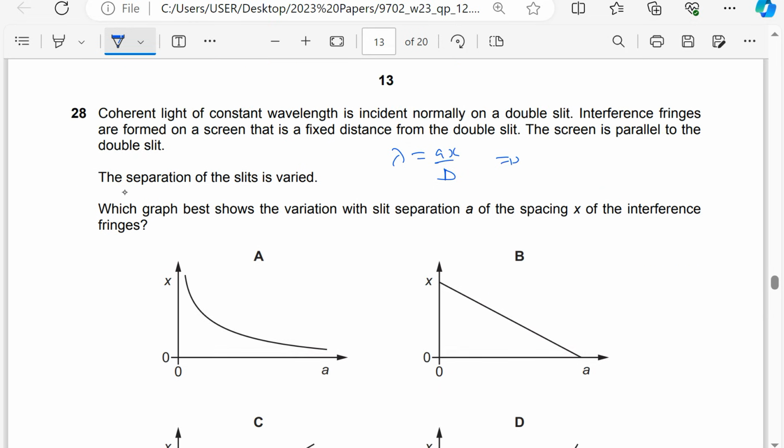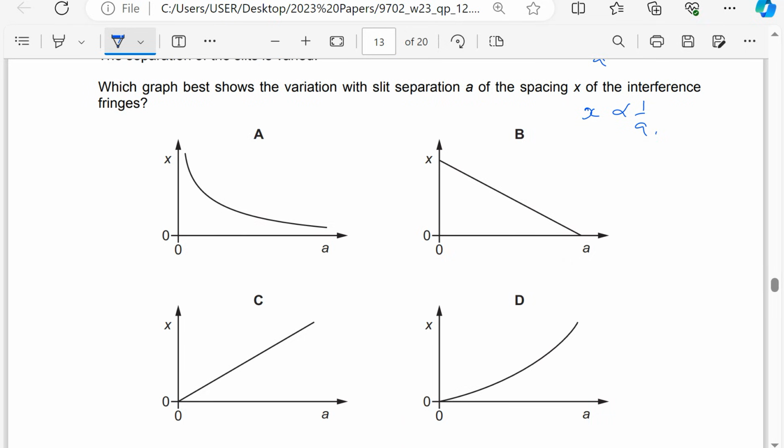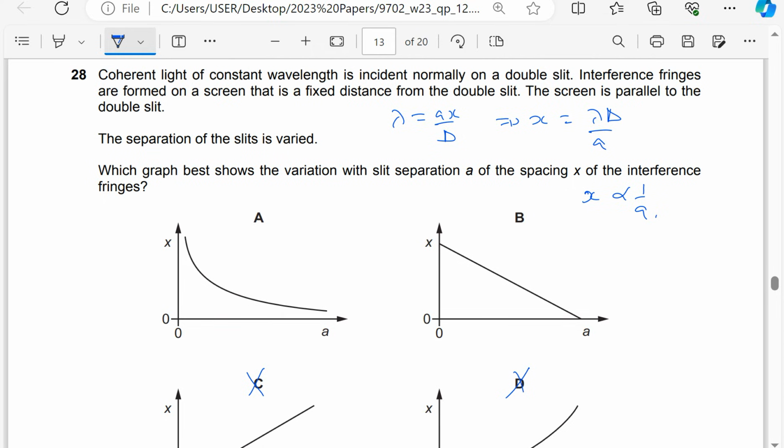So I'll make x the subject. So x is equal to lambda times D divided by a. So you notice that x is inversely proportional to a. Which graph best shows the variation with slit separation a of the spacing x of the interference? So we are saying x is inversely proportional to a. So it means C is out and D is out. So we have to choose between B and A.